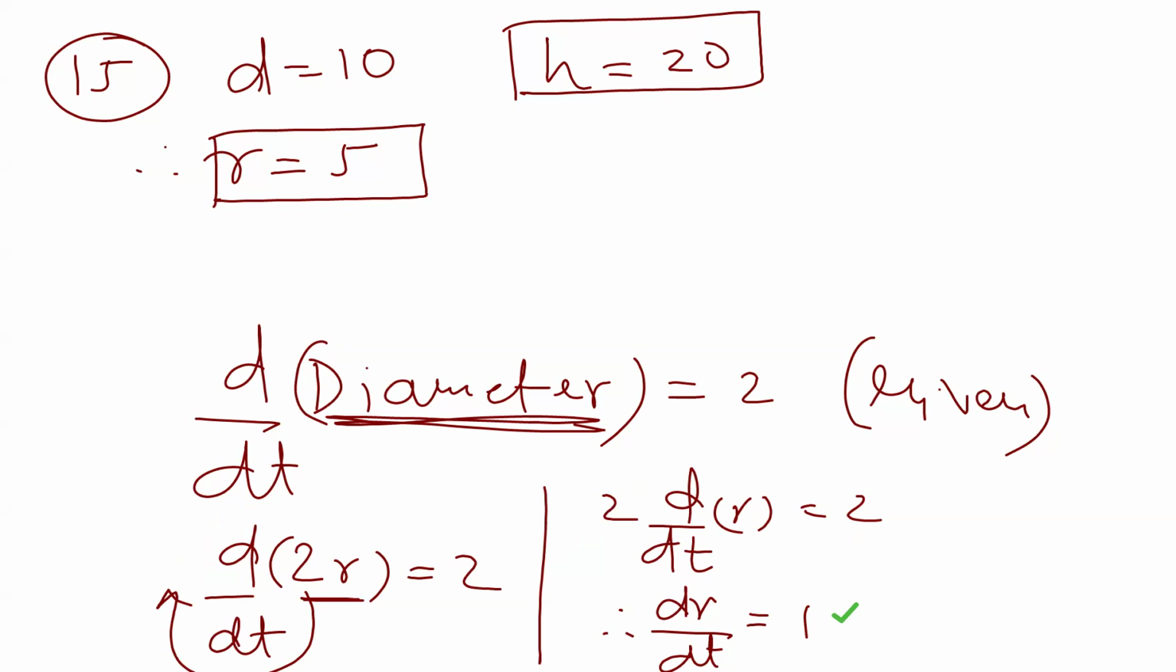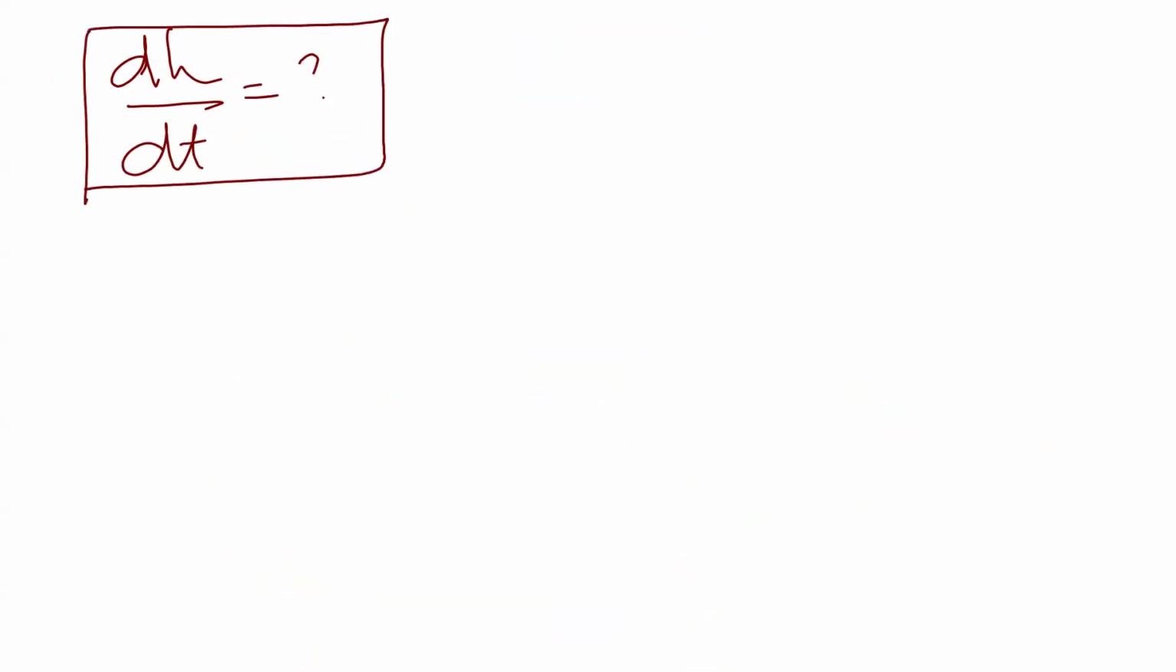Now they are asking how the altitude should change. What change in altitude will keep the volume constant? So they're asking dh by dt, how the height will change to keep volume constant. Volume is equal to the volume of a right circular cylinder, which we need to write down: pi r square h.